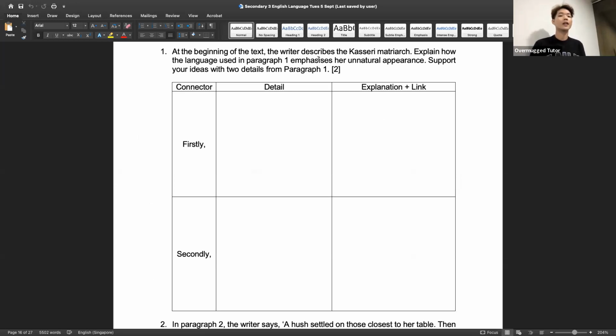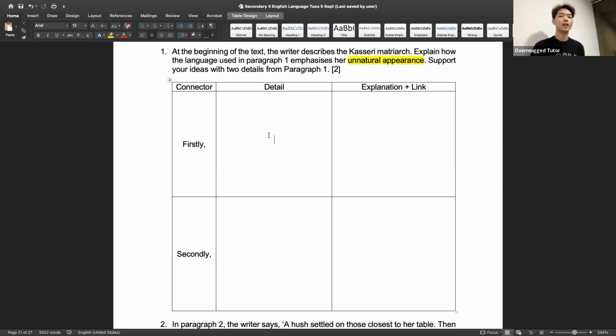First step is to look over here: what is the focus of the question? Over here, the focus is unnatural appearance. So this has to be the link or the main part that you're going to describe in your answer. You have to explain and link it back to how it looks unnatural. You cannot use the same words for some answers, so try to paraphrase. What is another way to express unnatural appearance? So the first thing is to look for the details.